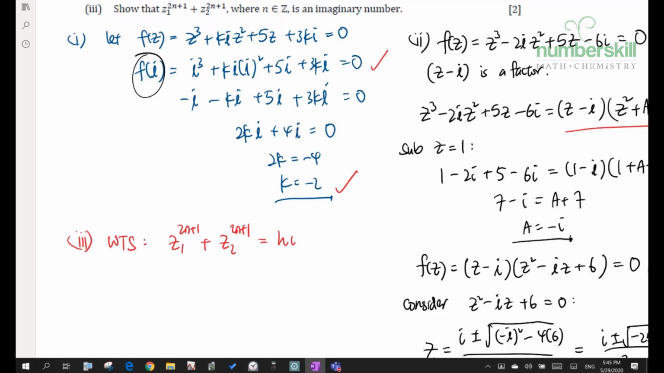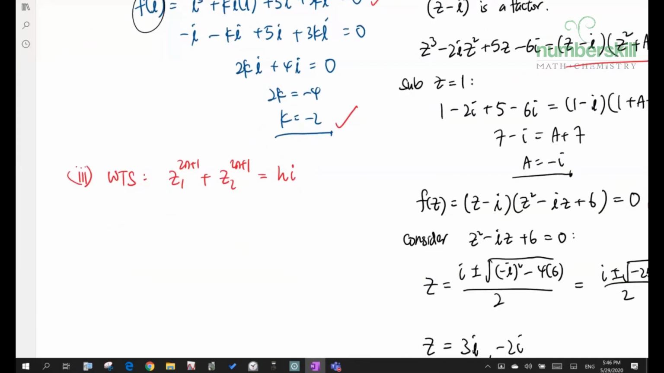Sorry. K is used in the question, so we don't use K, confusing, okay? Hi, where H is a constant. By the way, this is what you want to show, okay? Hi. Okay, cool? All right. How to show this? And that's the question, right? How do we do this?